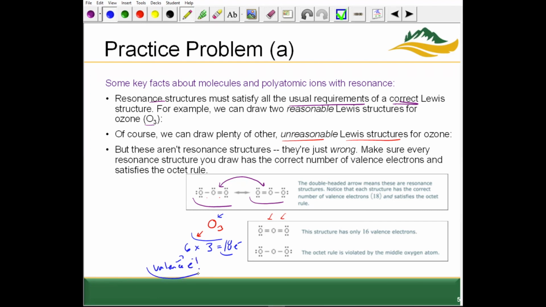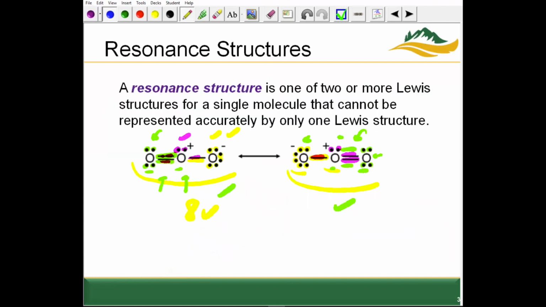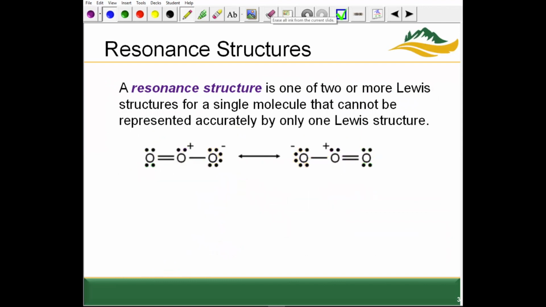Looking at the periodic table and knowing how many valence electrons our S and P block elements have is going to be really, really important moving forward with Lewis dot structures. So in these two, how many electrons are we using? 1, 2, 3, 4, 5, 6, 7, 8, 9, 10, 11, 12, 13, 14, 15, 16, 17, 18.